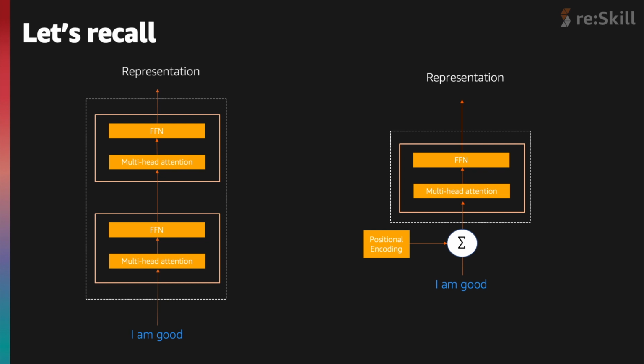Let's recall from where we started. In our encoder block, the last thing that remains is the feed-forward network. The feed-forward network consists of 2 dense layers with ReLU activation. The parameters of the feed-forward network are the same over different positions of the sentence and are different over the encoder blocks.